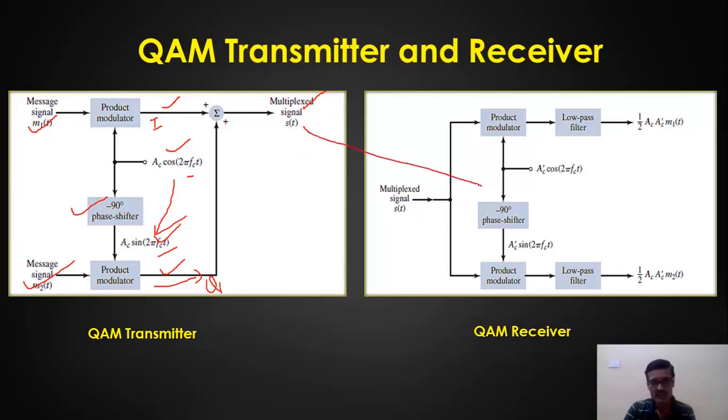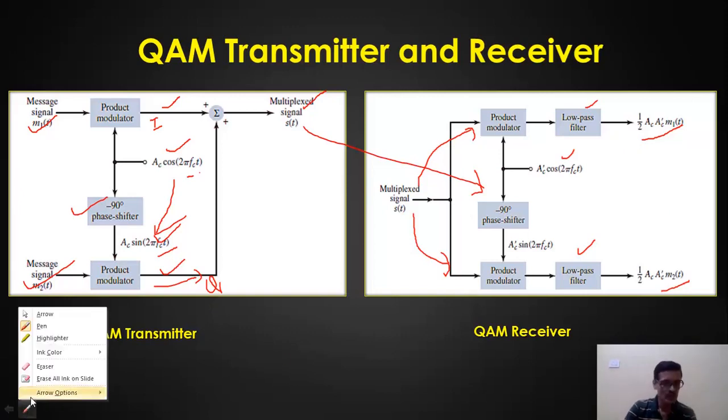Now this S of t is given as input on the receiver side, and using the same carrier cos 2 pi fct, whatever I have used in the transmitter side, the recovery of the message signals is done, both M1 of t as well as M2 of t. The concept is again the same. I'm using a 90° phase shifter, and I get a quadrature carrier here. The same S of t is given as input to both the product modulators, the I channel as well as the Q channel. And I'm using a low pass filter which allows only the low frequency component, and in the output we get M1 of t and M2 of t with certain amplitudes.